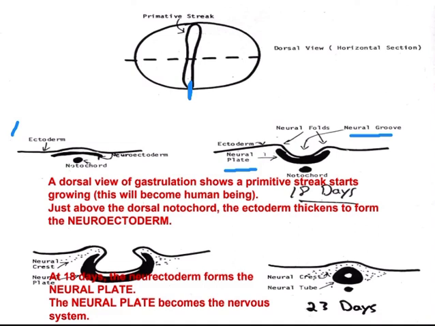Primitive streak يعني إلى الحين ما هو فعليا human at 18 days. علشان كذا في بعض اللوز يقول لك انه يعني you can انك تسقط الطفل في هذه الفتره when it's not formed yet. Just above الدورسال, زي ما قلنا النوتوكورد, the ectoderm thickens to form the neuroectoderm. اوكي جدا بسيطه لكنها just to picture it is very difficult.